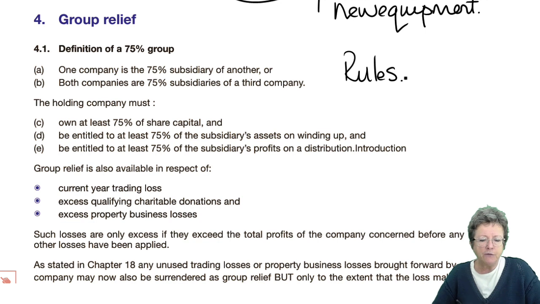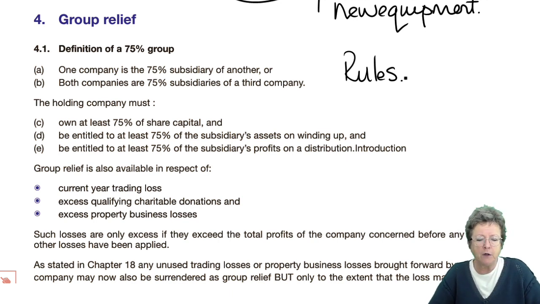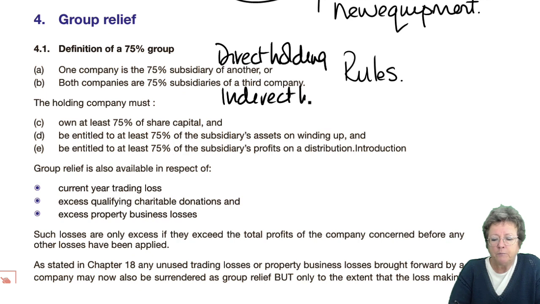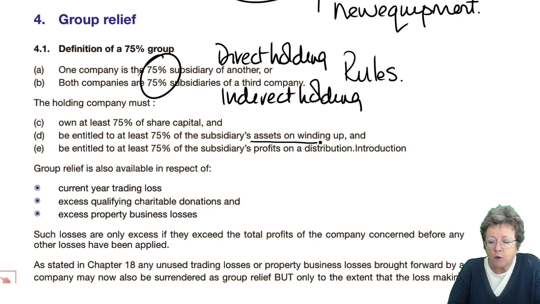Okay, definition of a 75% group. One company is a 75% subsidiary. It's gone up, hasn't it? And both companies are a 75% subsidiary of a third company. So that's a direct holding and an indirect holding. Both of them must be 75%. Okay, now the holding company must have 75% share capital, which means they're entitled to 75% of the assets on winding up and 75% of profits on distribution.